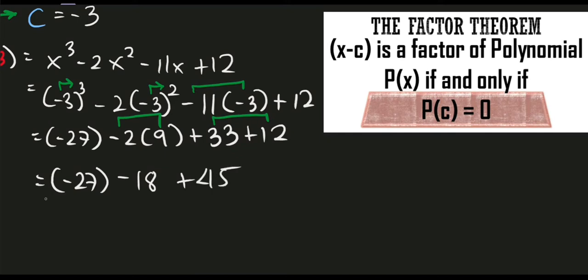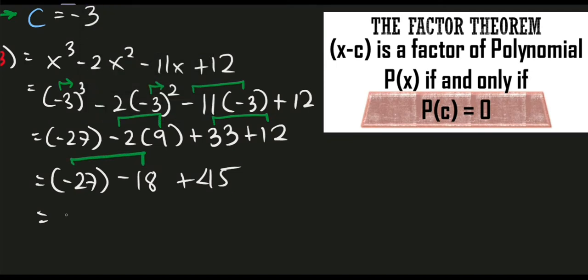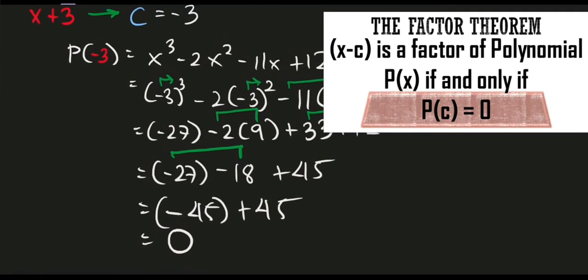Yan. So, let's simplify. Therefore, we have negative 27 minus 18. So, since that is subtraction, that is equals to negative 45. And copy the remaining plus 45. Therefore, the answer for this given problem is 0. Right? So, I will zoom this one.